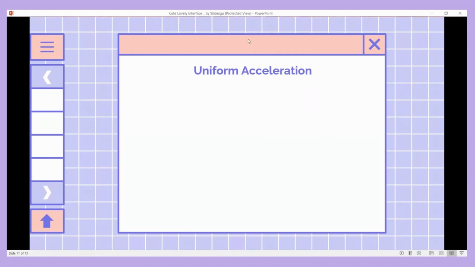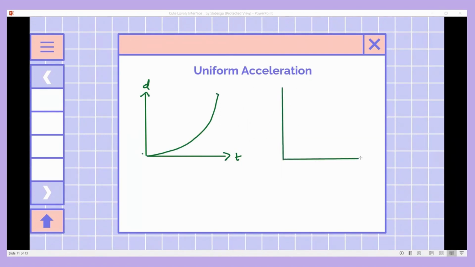And uniform acceleration. So in the DT graph, our acceleration, that is speeding up, we had a curve-like graph. This is DT graph, and this was our acceleration in the DT graph. But in the VT graph, we know the acceleration is given by the gradient. So since this is uniform acceleration, the gradient has to be uniform. The gradient has to be the same. So we will be having a graph like this for the uniform acceleration in the VT graph.